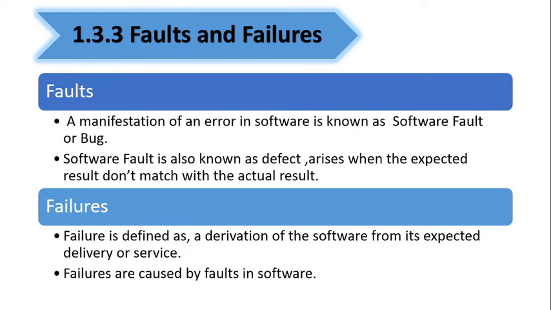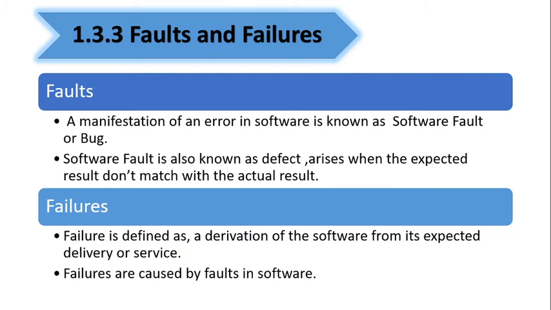Then there are failures. A failure is defined as a deviation of the software from its expected delivery or services. Failures are caused by the faults in the software. A software system can contain a fault but still never fail, because the faults may be in those parts of the system that are never used. In other words, failure is the appearance of one or more faults, that is, the bugs, and then the software will fail.